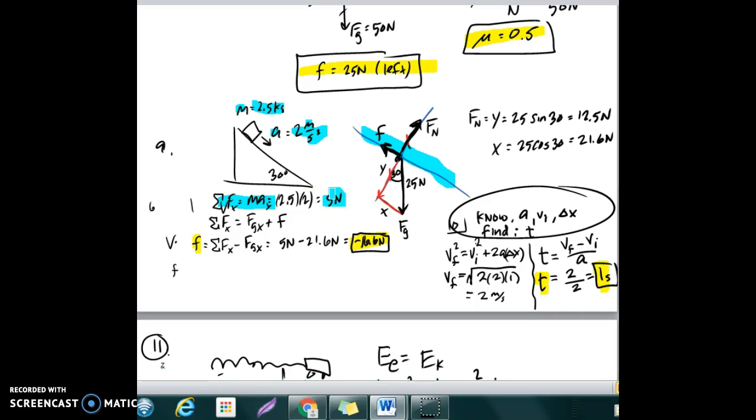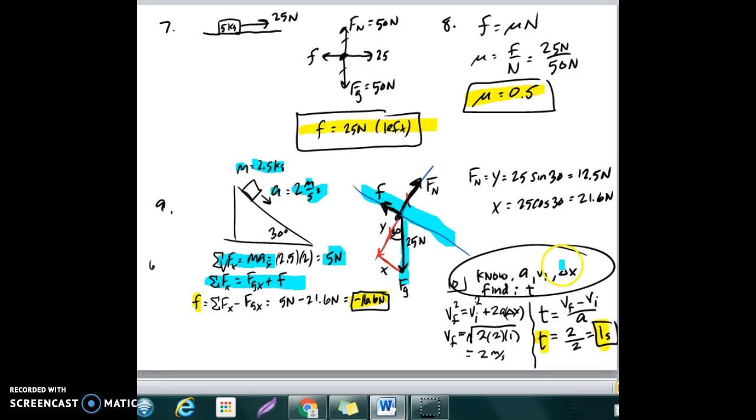We want to figure out what friction is. Here is a net force equation for the x-axis. It's the x component of gravity, which is right there, plus the friction force. Those are the forces on the x-axis. So if I solve that for friction, that's going to be the net force subtracting out the x component of the gravitational force. So 5 newtons net force subtracting out that x component of the gravitational force is minus 16.6 newtons.